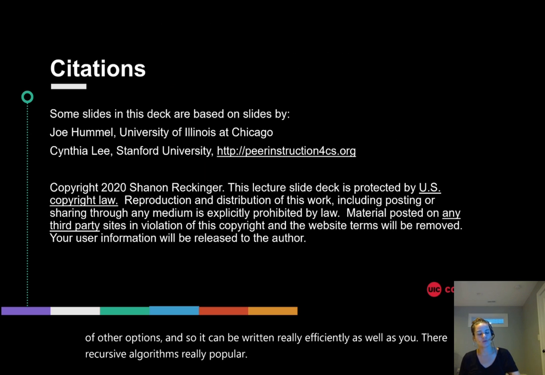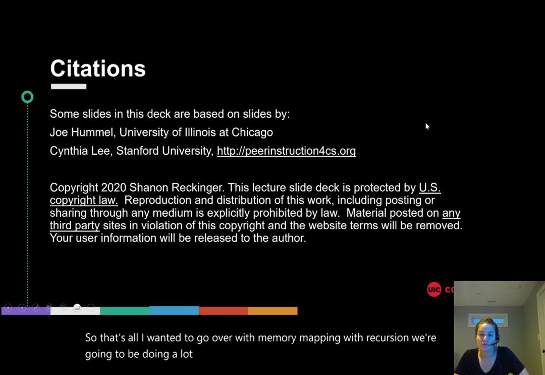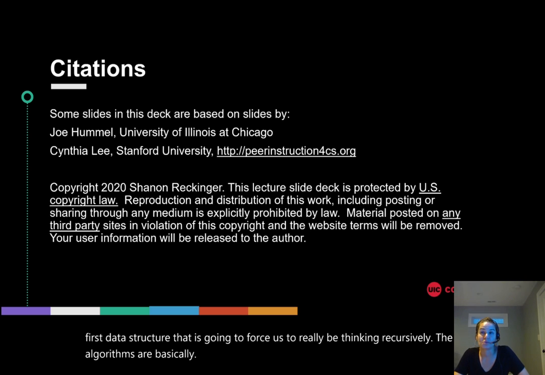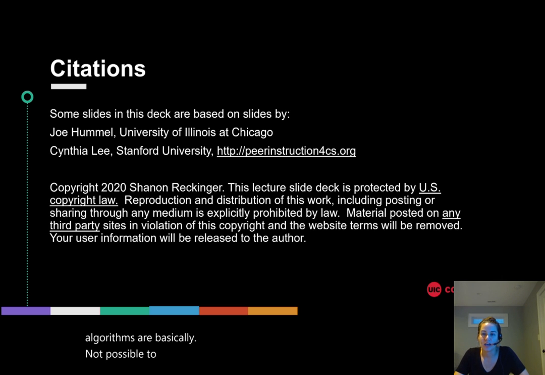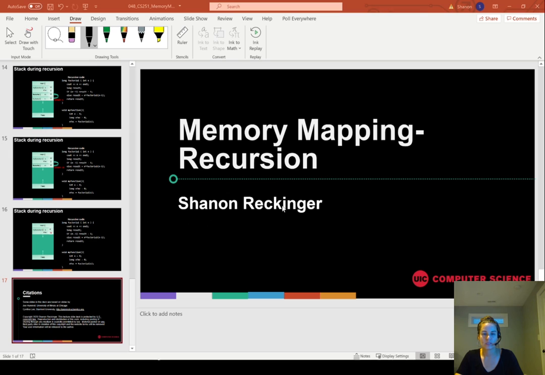So that's all I wanted to go over with memory mapping with recursion. We're going to be doing a lot more recursion as we move into trees. That's the first data structure that is going to force us to really be thinking recursively. The algorithms are basically not possible to write cleanly in an iterative fashion. So this will help as we start needing to map memory in recursive functions. So that's it. Thanks.